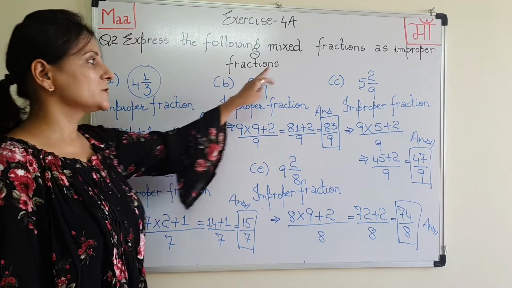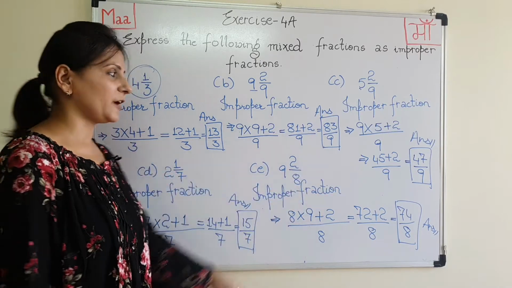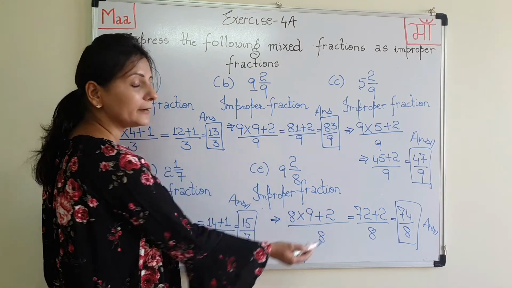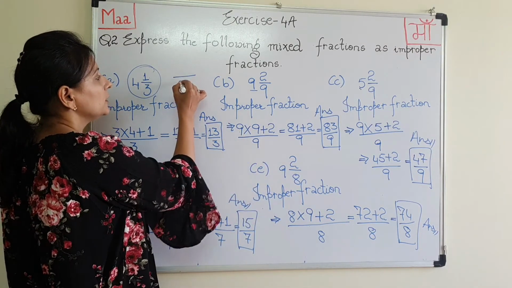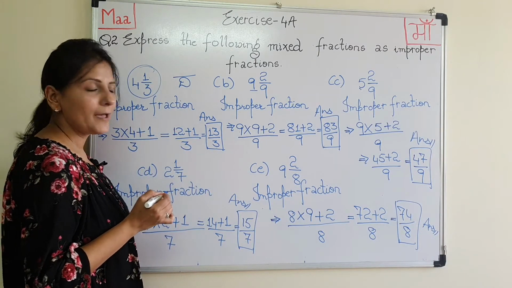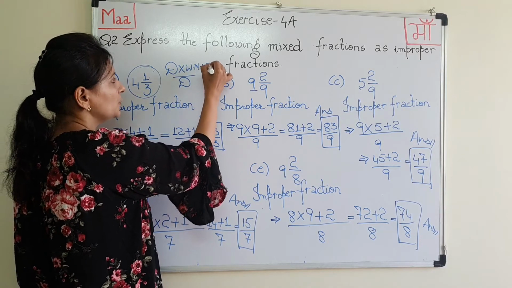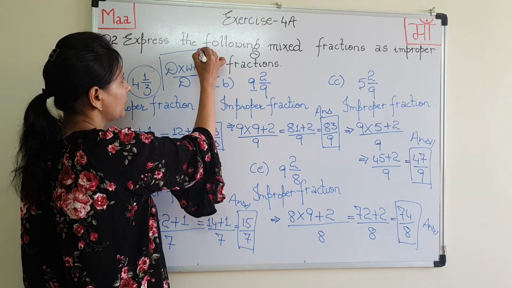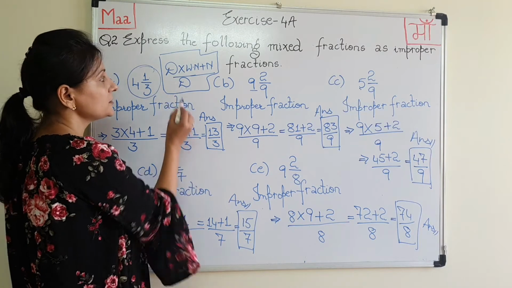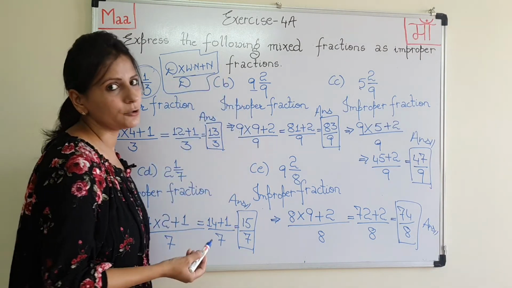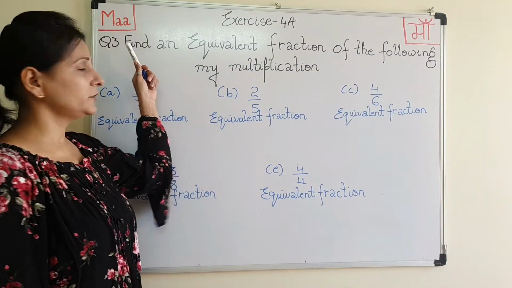Now see, the questions were given in mixed fractions and we have converted them into improper fractions, where you can see that all the numerators are greater than the denominator. Fine students, so just remember the format. The denominator will come here as it is, then denominator multiplied by whole number plus numerator. So this is basically the format of converting your mixed fraction into an improper fraction. Denominator, then denominator into whole number plus numerator. So remember this.